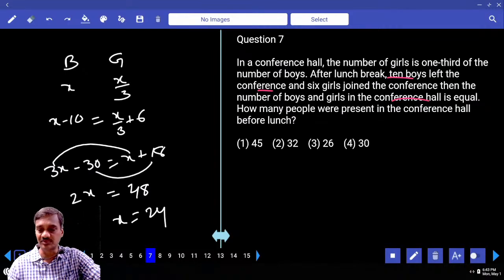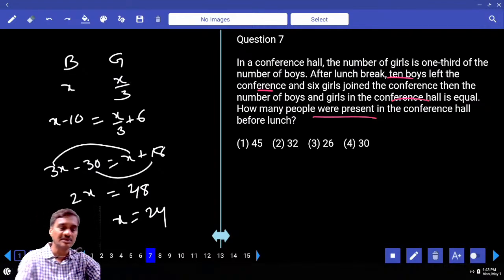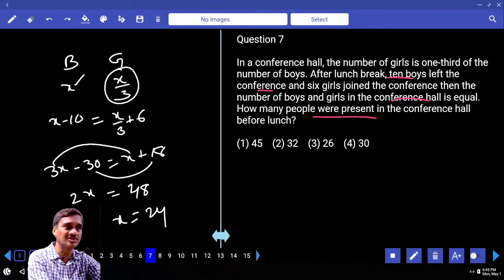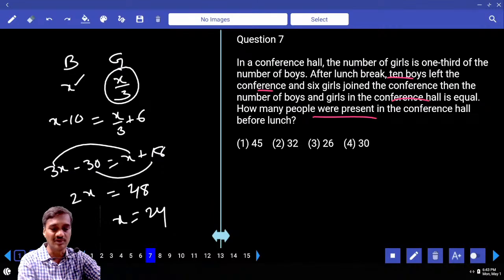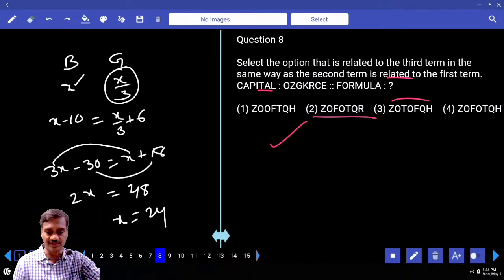Now the question is: how many people were present? x is 24 and x by 3 is 24 by 3, which is 8. 24 plus 8 is 32 altogether. Choice 2. The seventh one is choice 2.